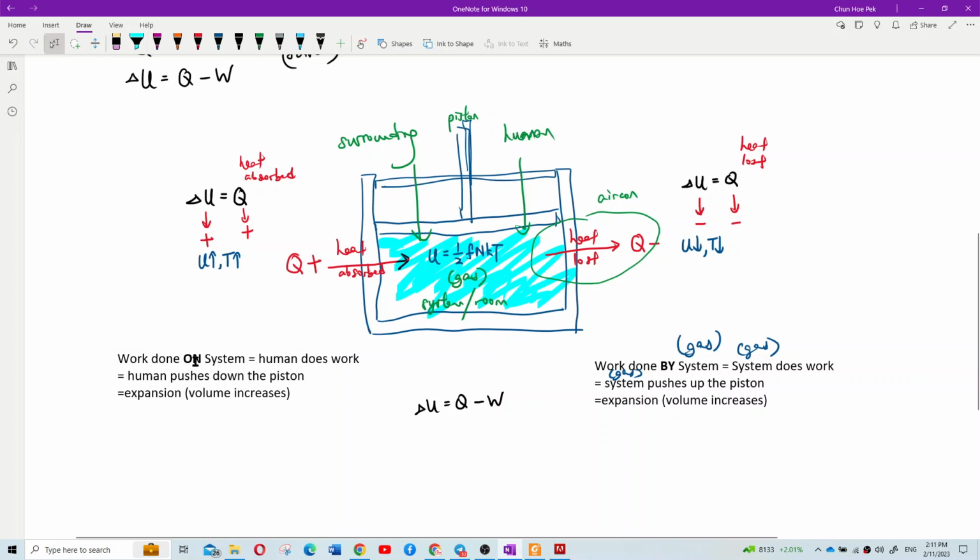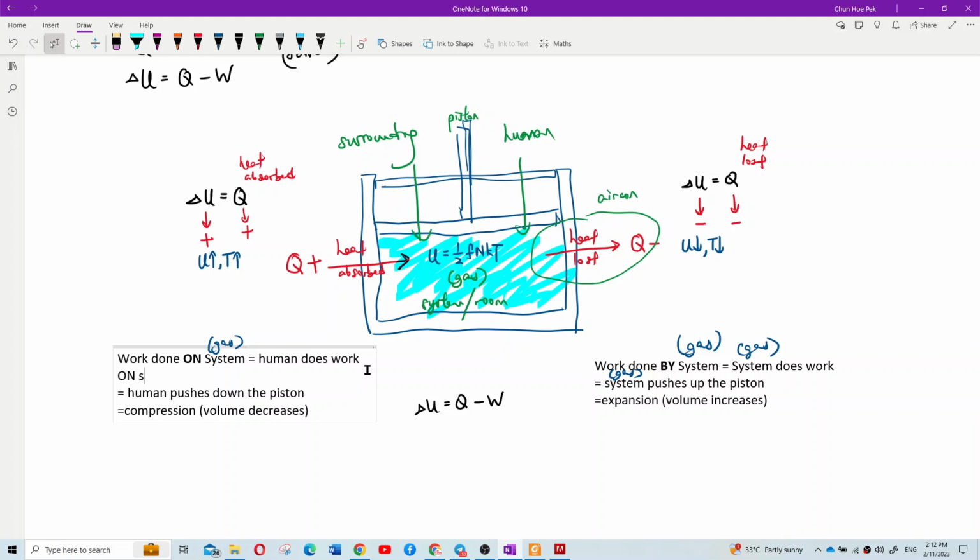So this is work done on system, or work done on gas. This one is called compression. Compression means volume decreases. So this is human does work. I can say human does work on gas, on system.